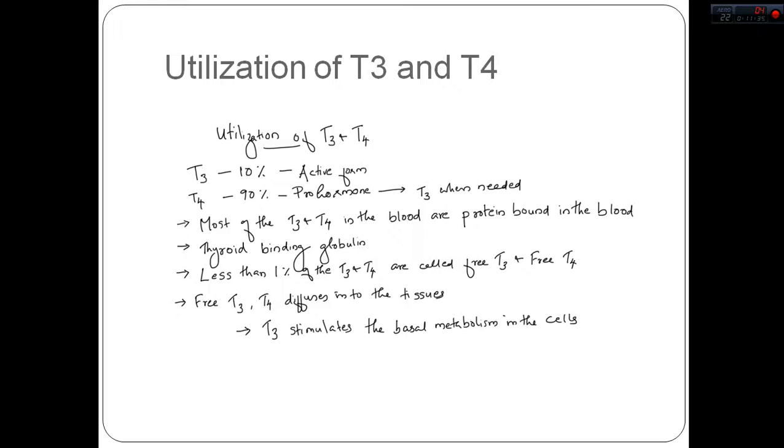So 99% of the T3, T4 will be binding with thyroid binding globulin. And now the rest of the 1% will be free in the blood. So that is called free T3 and free T4. Now only if it is free, it can enter into the cells. Now once the free T3, T4 quantity decreases in the blood, more T3, T4 will become free. So once the free T3 is available, it diffuses into the tissues, into the cells. At the same time, T4 also will be diffusing into the cells. So T3 stimulates the basal metabolism in the cells. So let's see what happens to the T4.